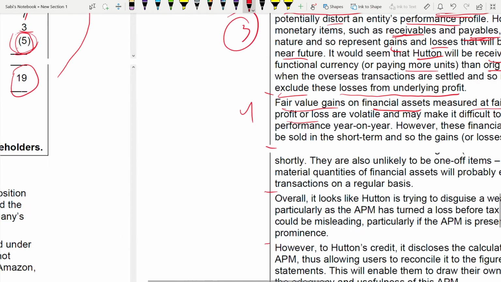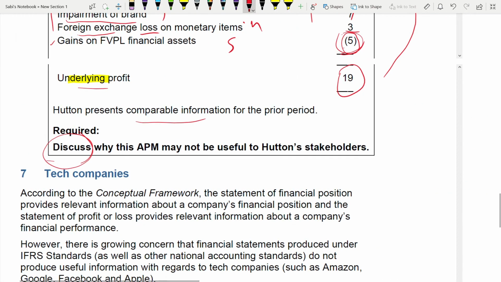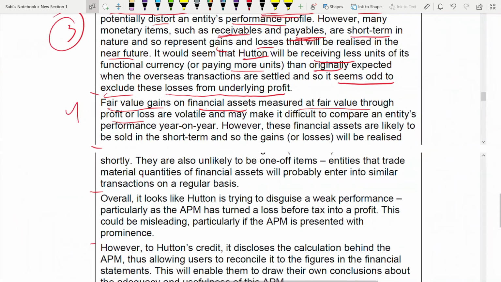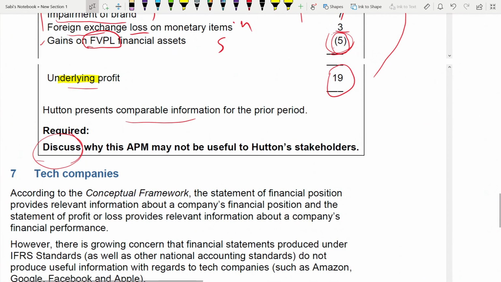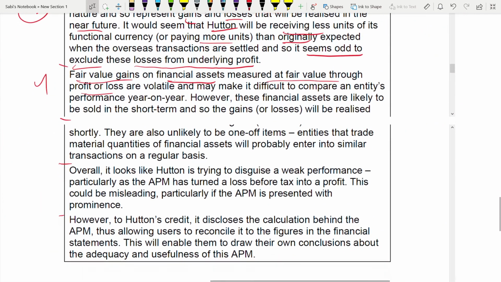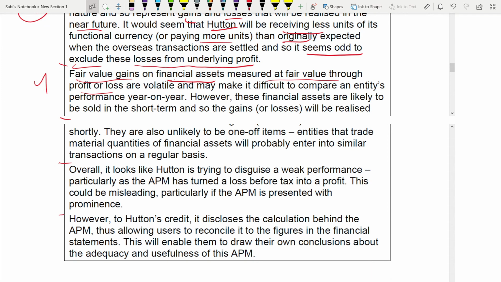Let's see here. Yes, it says this one. Fair value through profit and loss. They will not write the whole thing. If it is profit and loss, they will write FVPL. Otherwise, they will write FVOCI. This is how you know whether it is through other comprehensive income or profit and loss. So this is through profit and loss.